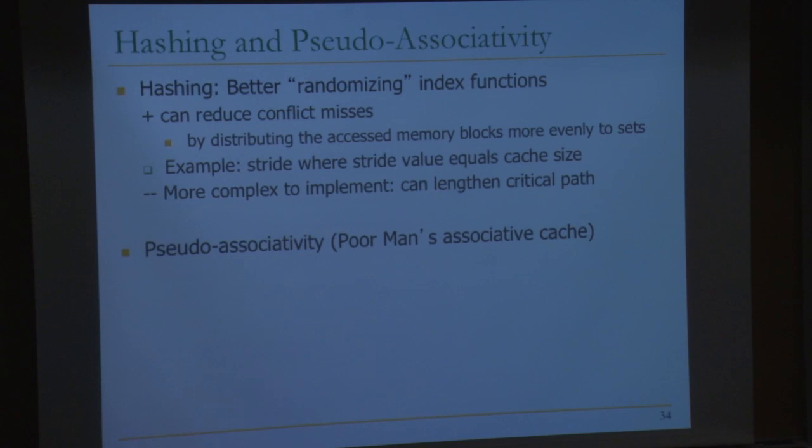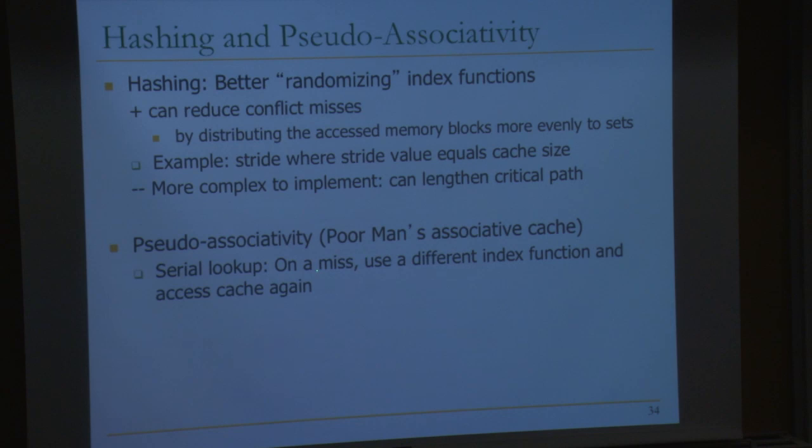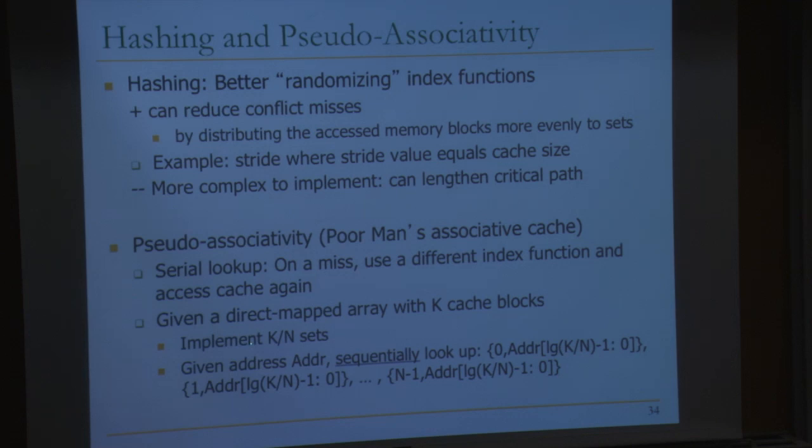so associativity, if you think of associativity, you're searching multiple locations in parallel. In pseudo-associativity, you can search multiple locations in serial. The idea is you do a serial lookup. You look up a location in the cache. If there's a miss, you use a different index function and access the cache again. It's like a hash table, right? You rehash to access. So for example, you have a direct mapped array with k cache blocks. You can implement k divided by n sets. And you can sequentially look up different addresses to see if the location is present.